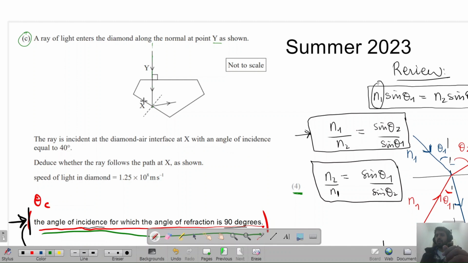Again, I hope you remember that we have to measure the angle of incidence with respect to the normal, and that the normal is always drawn perpendicular to the surface.